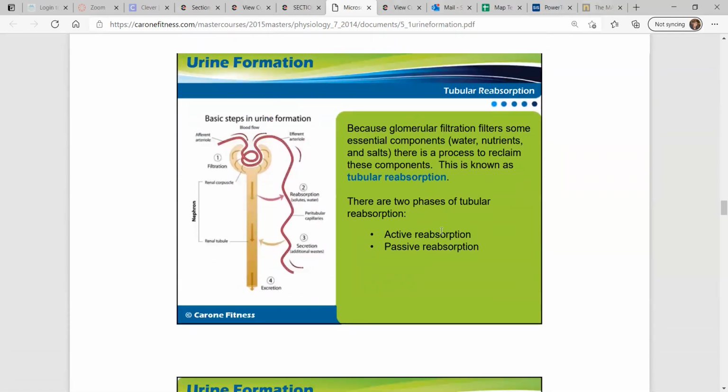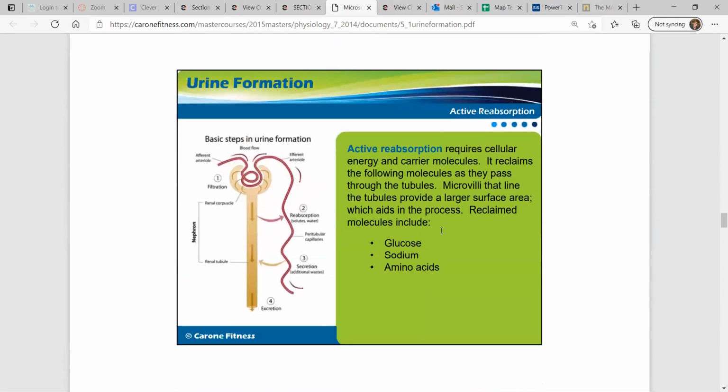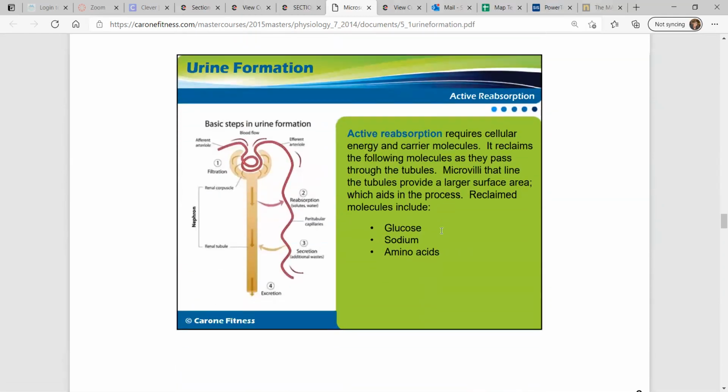Because glomerular filtration filters some essential components like water, nutrients, and salts, there is a process to reclaim these components. This is known as tubular reabsorption. There are two phases of tubular reabsorption: active and passive. Active reabsorption requires cellular energy and carrier molecules. It reclaims the following molecules as they pass through the tubules.